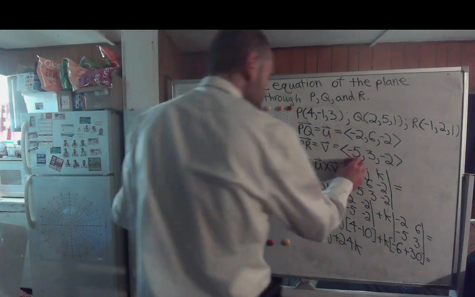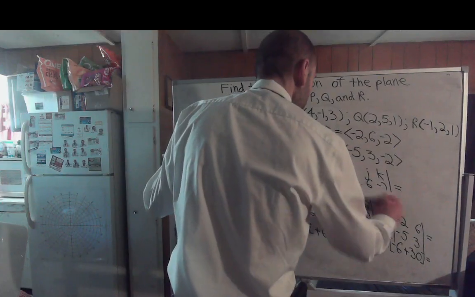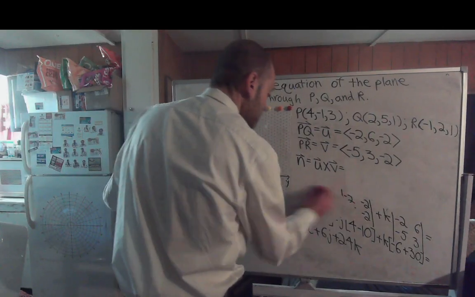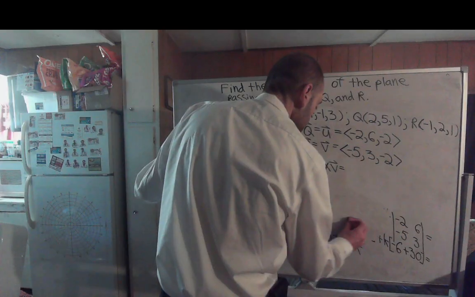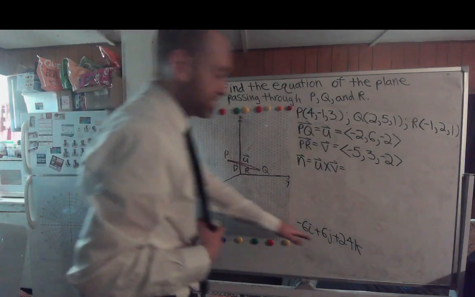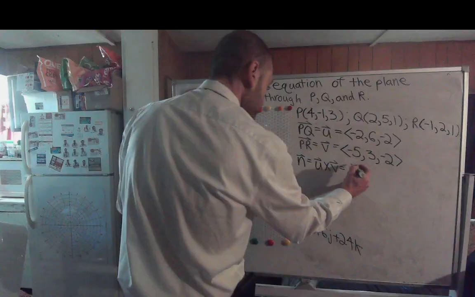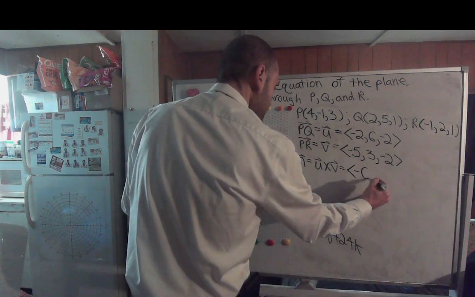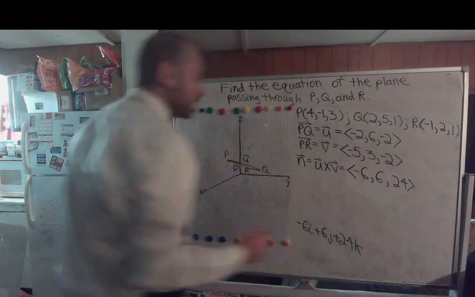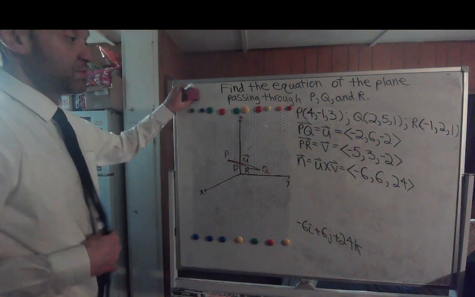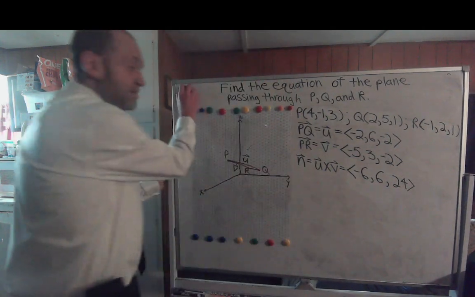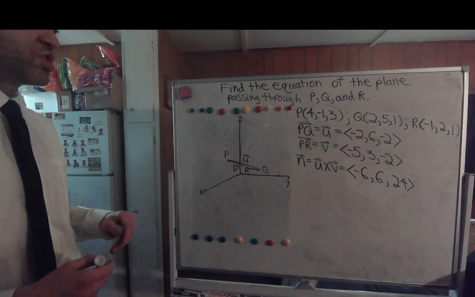And like before, I'm just going to erase this and write my normal vector up here in component form. If we take this negative 6i plus 6j plus 24k and write it in component form, you'll end up getting the normal vector negative 6, 6, 24. There's your normal vector. From there, we have everything we need to start plugging in and finding the equation of a plane.